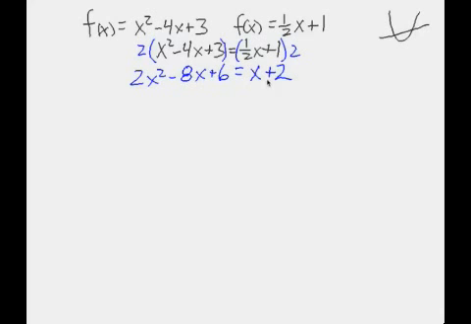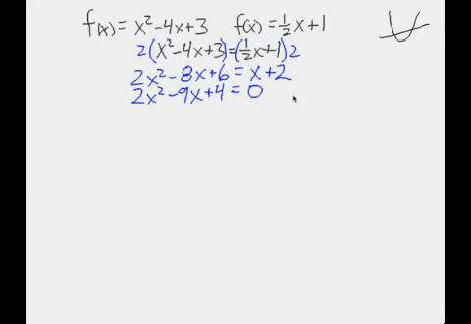All right, now I need to rearrange this equation so that I have a quadratic on the left and 0 on the right, which means I'm going to have to subtract x and subtract 2. So 2x squared, I'm going to subtract x, so that's going to be minus 9x. I'm going to subtract 2, so this is going to be plus 4, and that's going to be equal to 0.